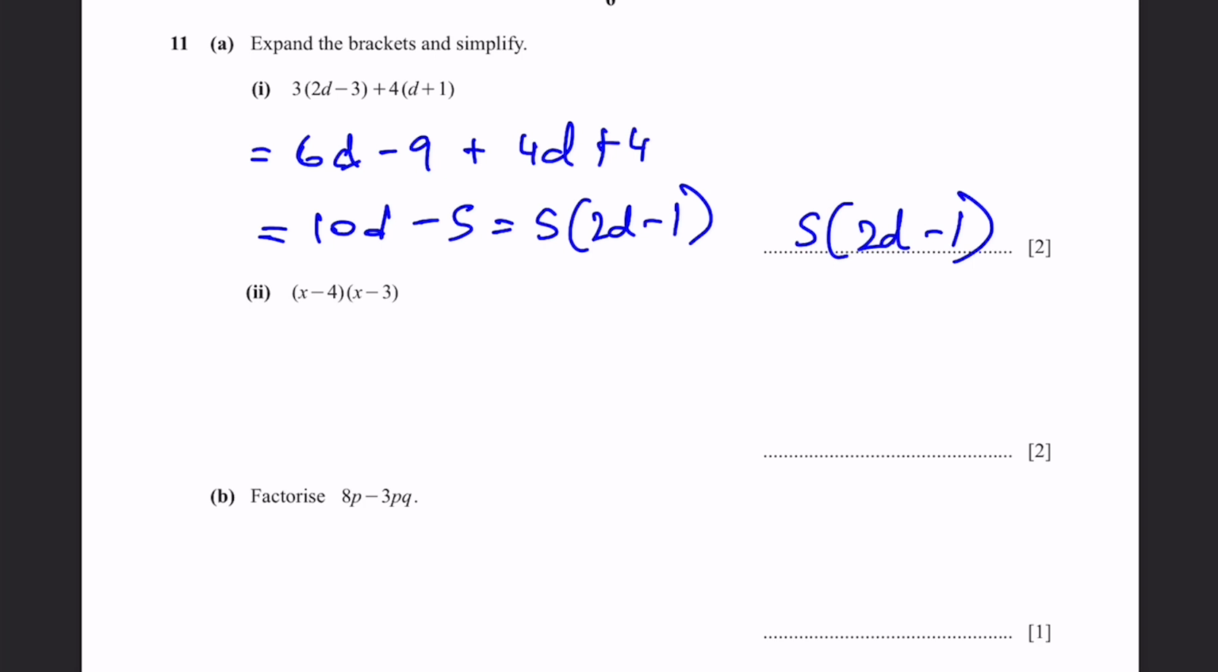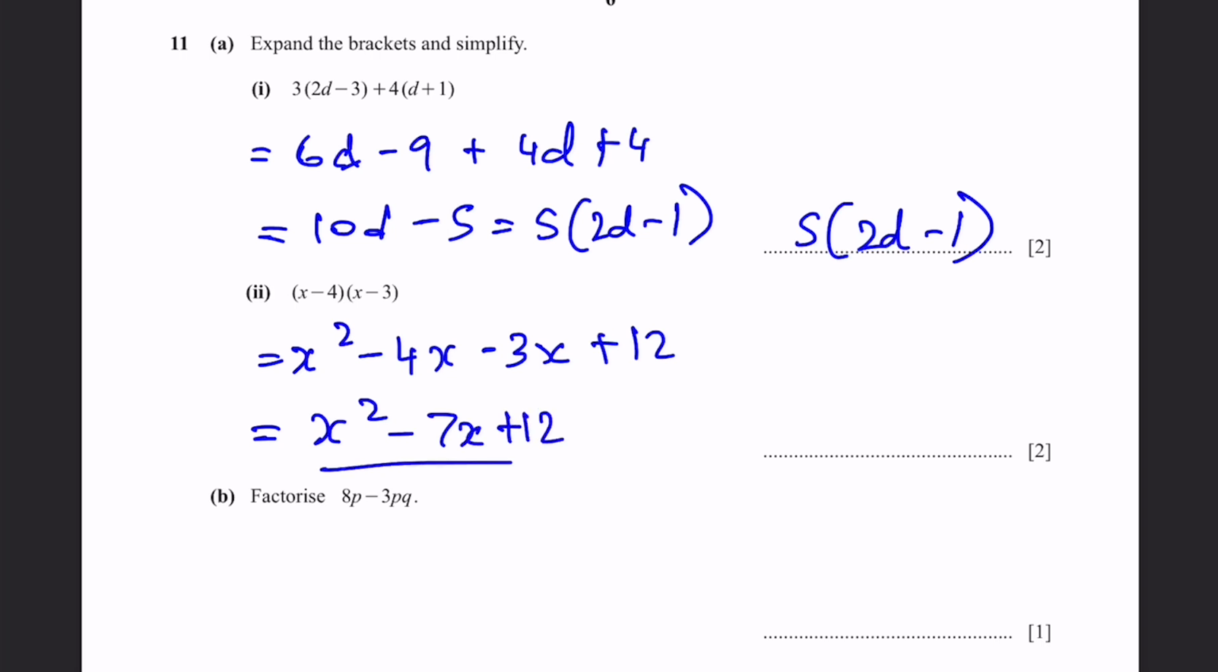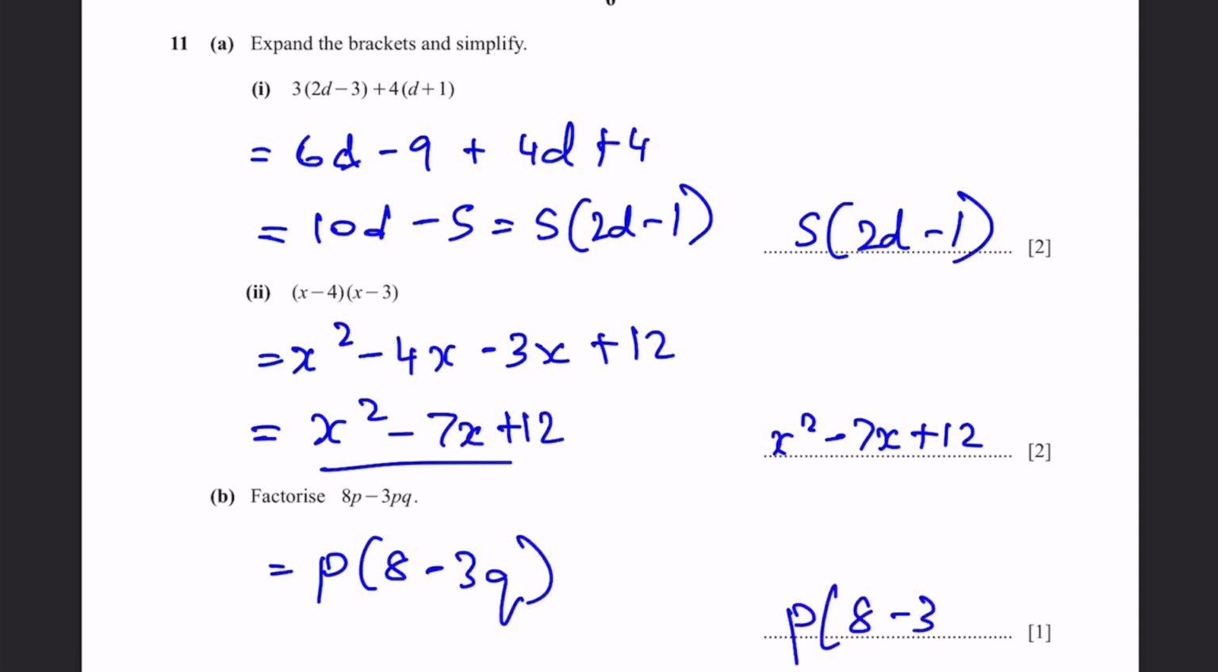That's the answer. 2, x minus 4 into x minus 3. That'll be x squared minus 4x minus 3x plus 12 if we expand it, and simplifying it we get x squared minus 7x plus 12. That's the answer. B. Factorize 8p minus 3p cubed. There's only one common factor, which is p, so you can say that'll be equal to p into 8 minus 3p cubed. That's the answer.